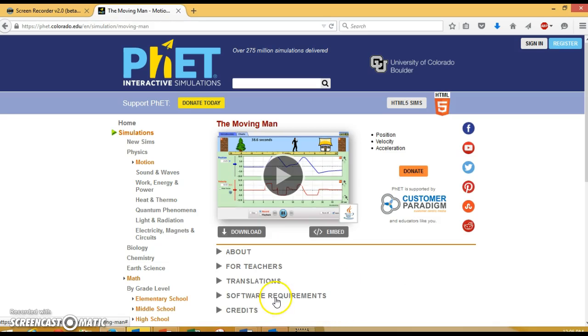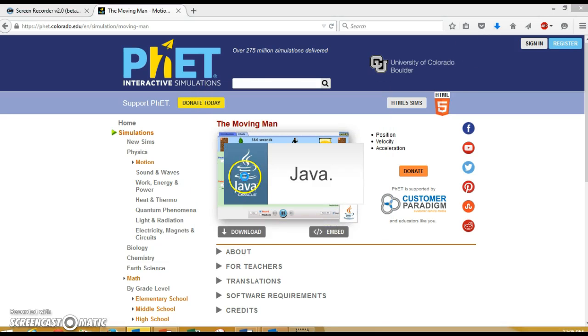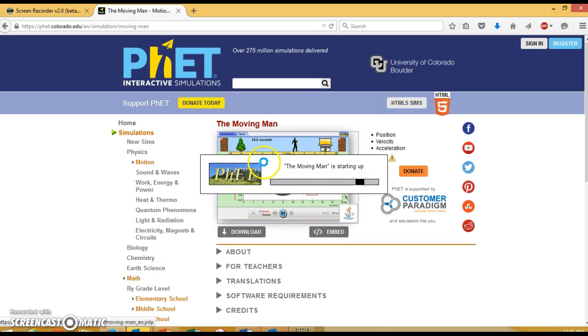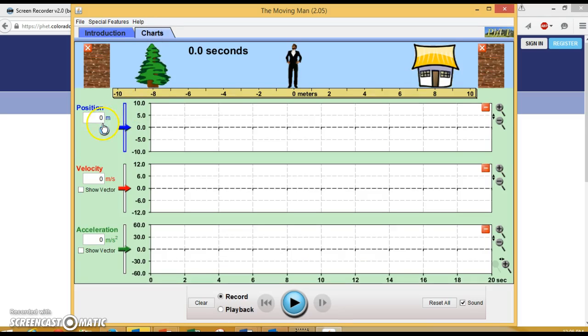If you click on the Moving Man and then hit play, you will need Java for this to work. You can download it, but I think you still need Java. So this is the Moving Man, and you're going to want to notice that we have an introduction here, and then there's a chart. So these are the graphs. This is the position time graph and velocity time graph.